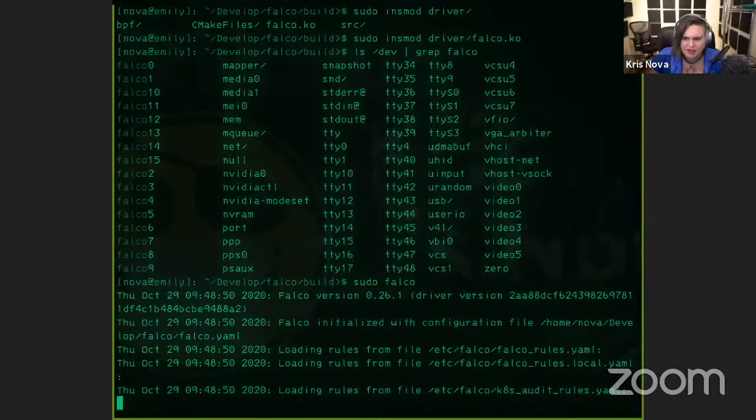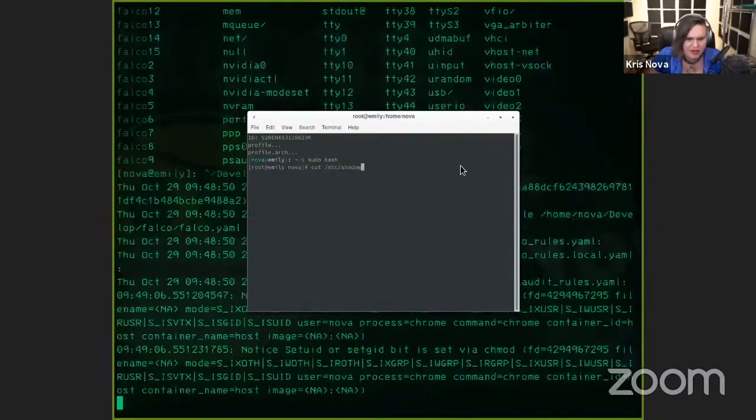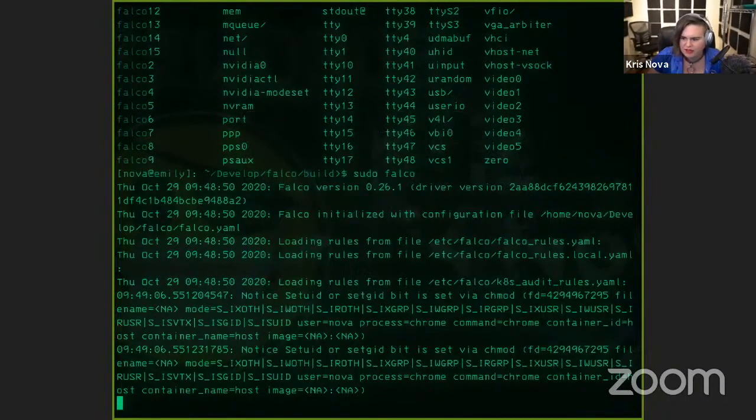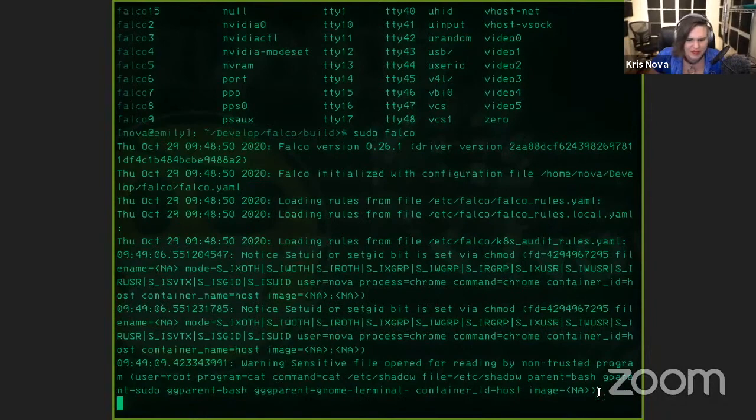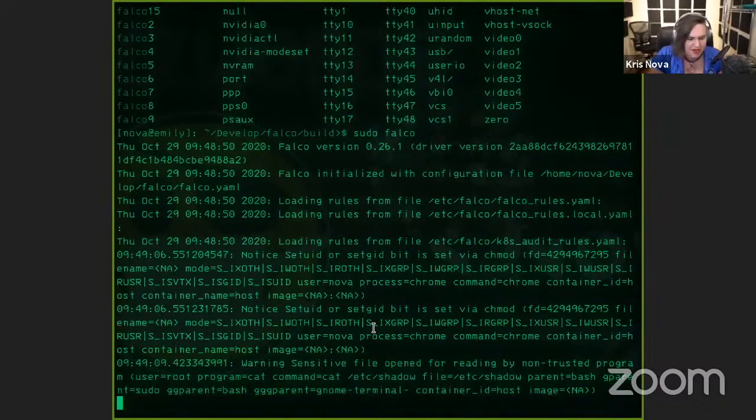Nothing is happening. And if we open up a second terminal, drag this over, and we sudo bash, and we cat /etc/shadow. I'm not actually going to do this where you can see it, but you can see here, Falco did exactly what we wanted Falco to do. So now let's replicate this with BPF.